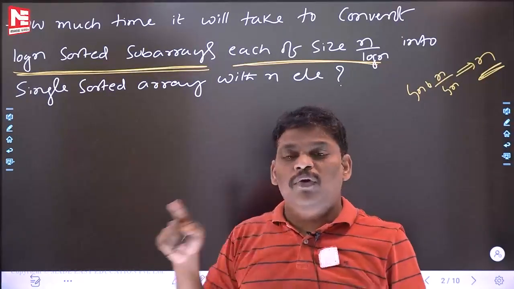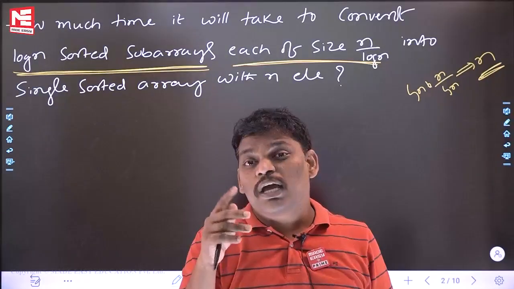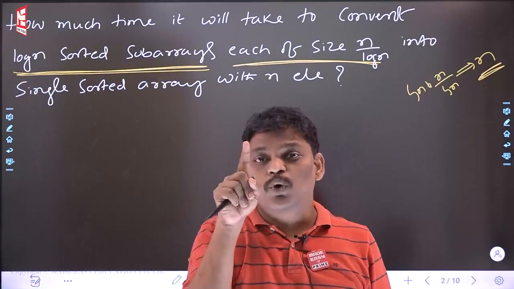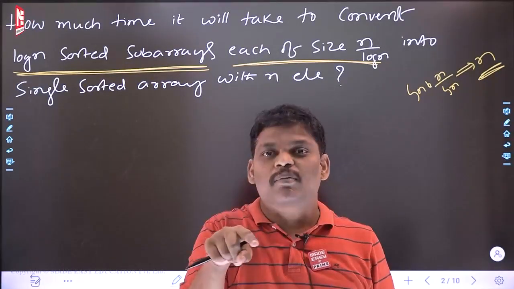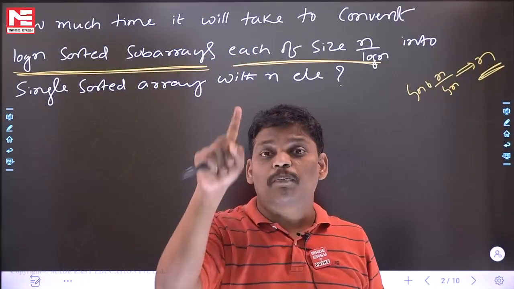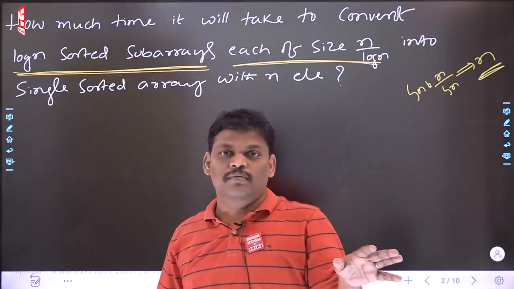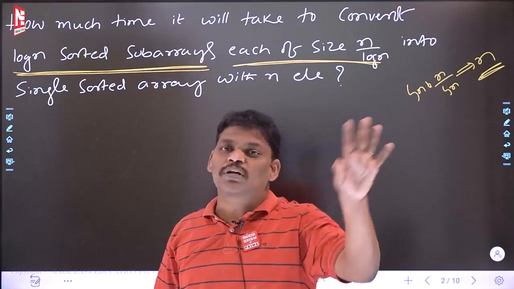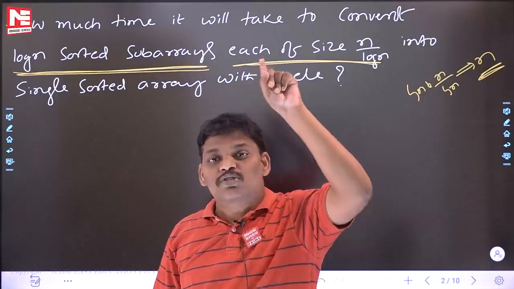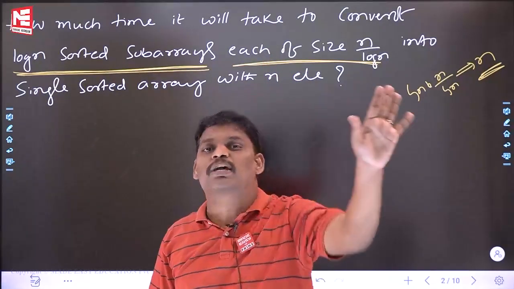Please be careful. From today onwards you remember: if the input is more than one sorted subarray but the output is one sorted array, the indirect signal is to apply the merge algorithm. Not merge sort. Input is more than one sorted subarray, output is a single sorted array, then indirectly they are saying apply the merge algorithm.